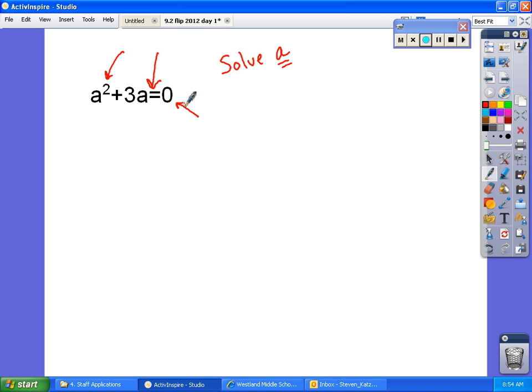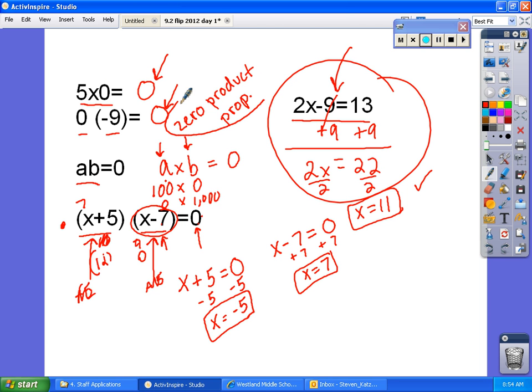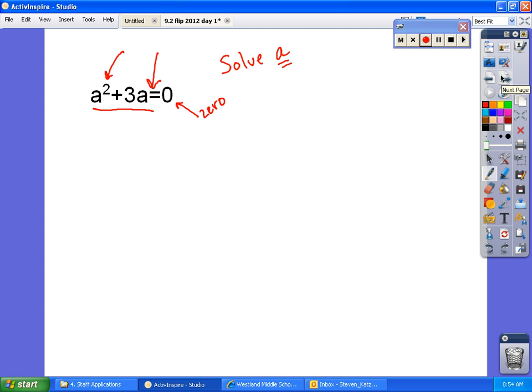Because I know that this equals 0, if I could turn this into a multiplication problem, I'm going to have the zero product property. I'm going to be able to set both of them equal to 0 like I did here and here. Well, alright, so how do I factor? Well, we just learned this. If you have an a squared plus 3a, I can take out the greatest common factor, which in this case is an a. And if I take out an a, what's going to be left inside the parentheses is going to be a plus 3. Remember, that's how we divided each of these by a, and I'm left with a plus 3.